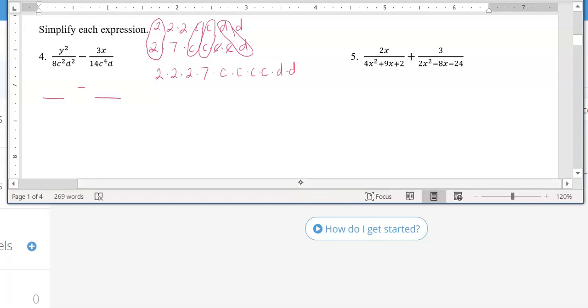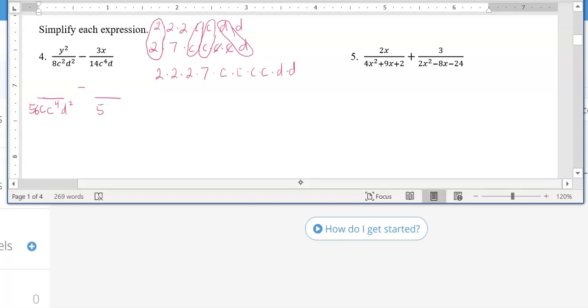And I'm going to write that LCD twice, because I'm about to create two brand new fractions that are going to be equivalent to these, but they're going to have the same denominator. So if you notice, we got 2 times 2 times 2, that's 8, times 7, that's 56. C, there's 4 c's, so that's c to the 4th. And 2 d's, that's d to the 2nd. So that's my lowest common denominator.